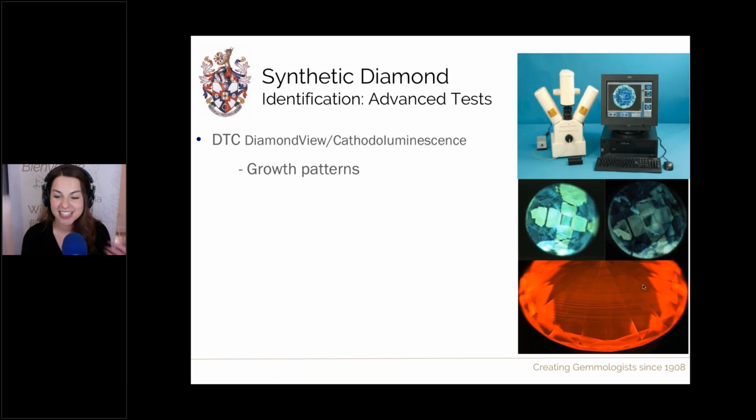With this advanced test, it's a bit harder to use. So often this is why you only find it in labs, used by people that know exactly what they're looking for, because it's a bit more than just pushing a button for these advanced tests.